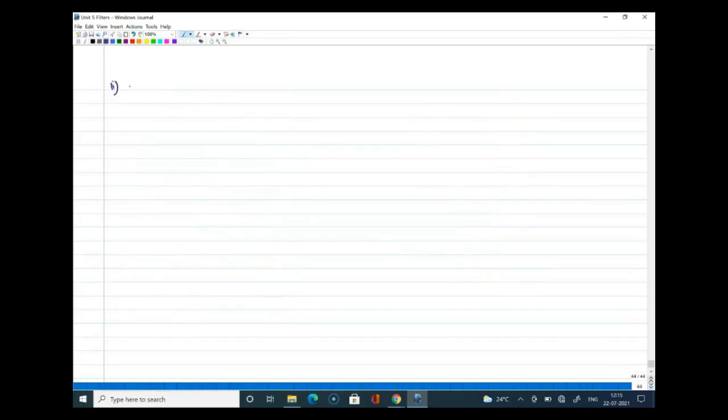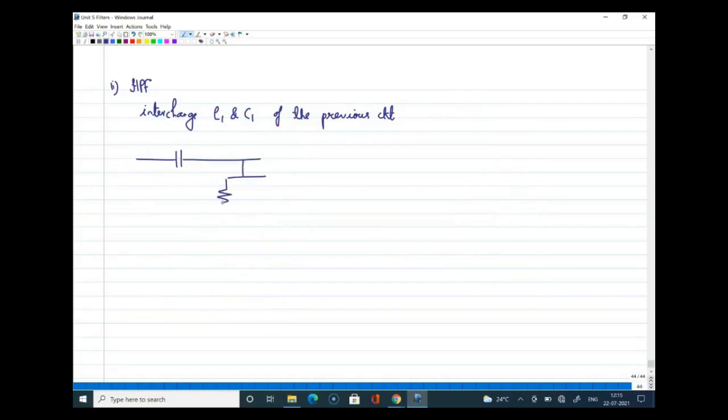So if you want to have a high pass filter, you can just swap the components. You can interchange L1 and C1 of the previous circuit, and if I do that, this is L1 and C1. So when I exchange, I have a capacitor here, and then you'll have a resistance here, and then you will have an inductance here. This will be the structure. So this is V in and this is V out, right?